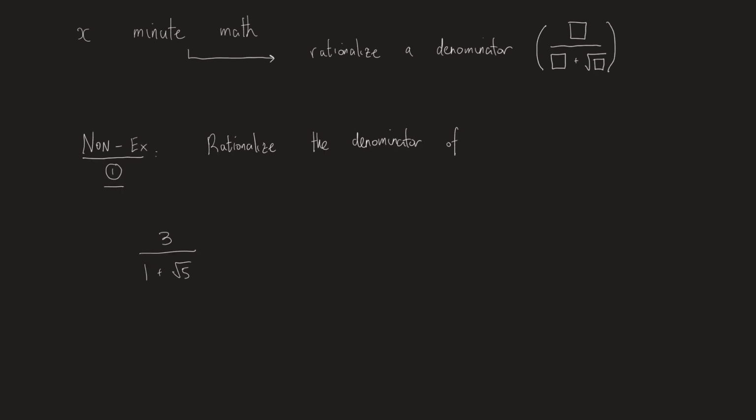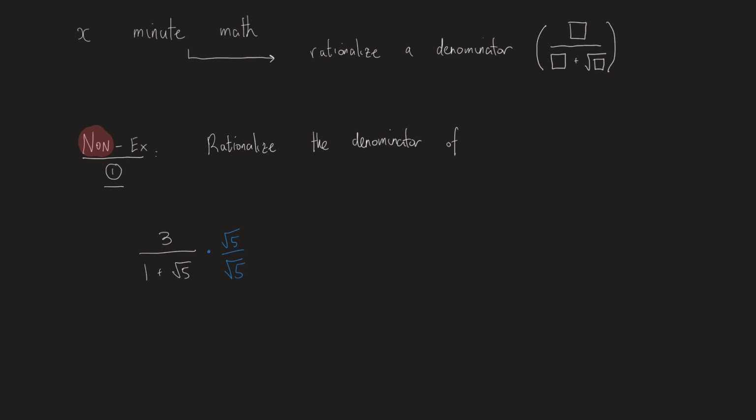Now I'd like to start off with a non-example. This is not how it's going to work, but often seeing how something doesn't work can help us figure out how something does work. With our previous method, if I wanted to rationalize the denominator of this fraction, 3 over 1 plus root 5, if I'm not paying attention, I might think, okay, I've got a root 5 in the denominator. I'm going to use my same old trick. I'm going to multiply by root 5 over root 5. That's really just multiplying by 1.